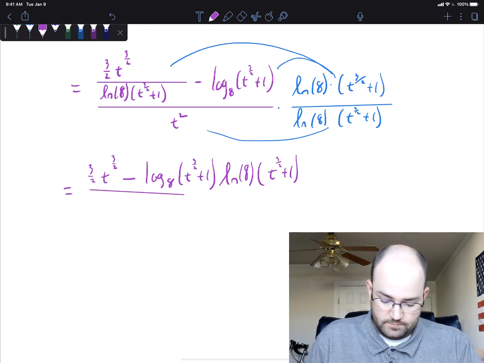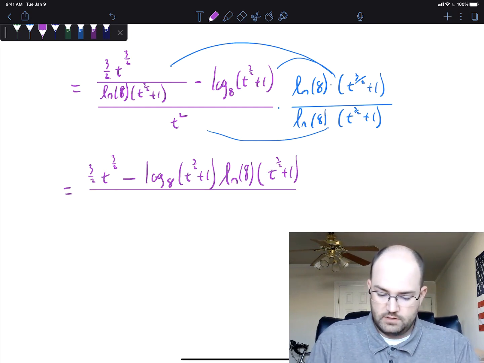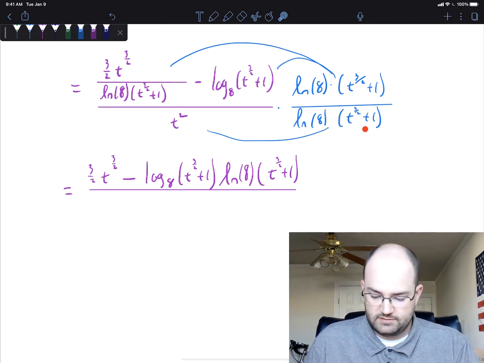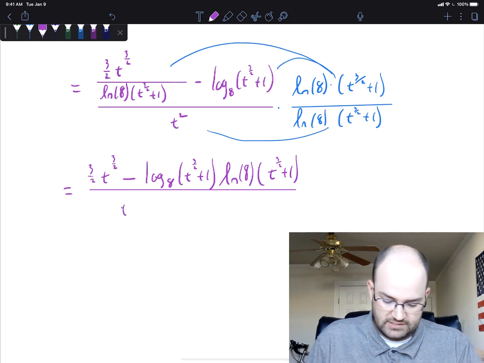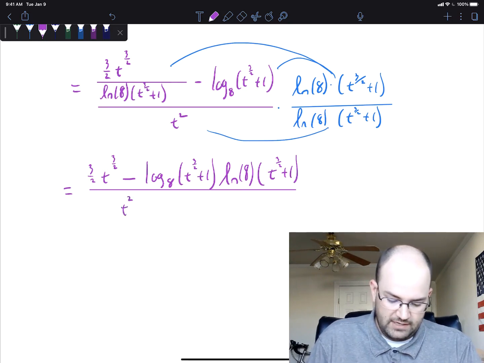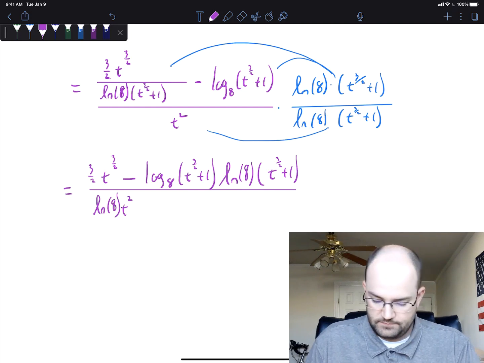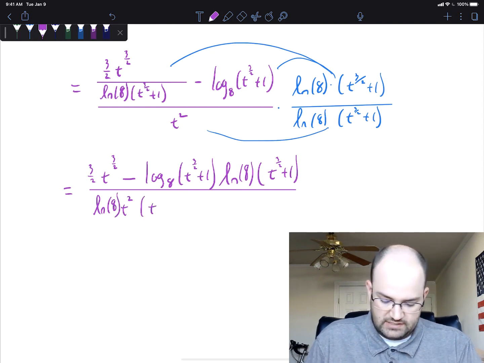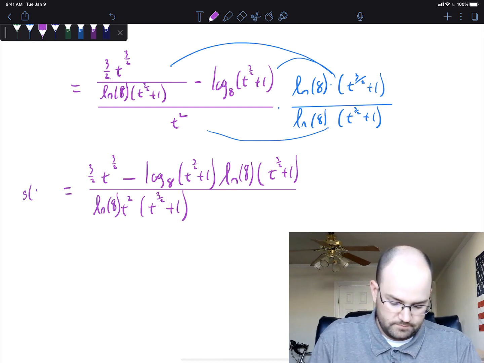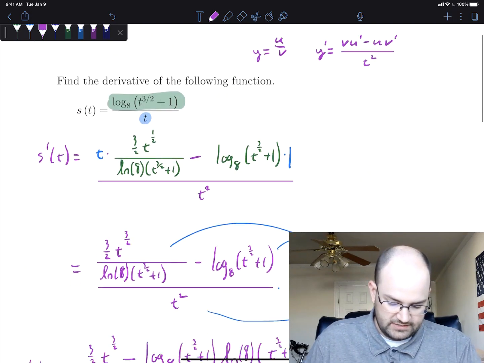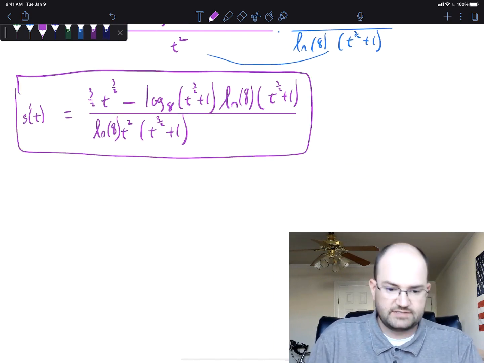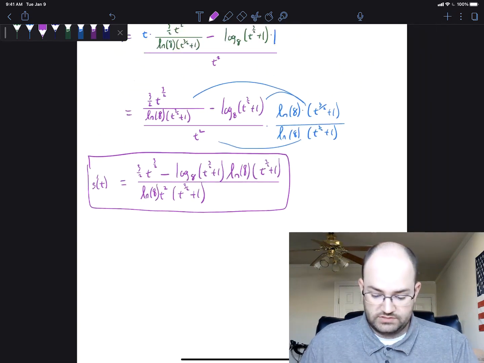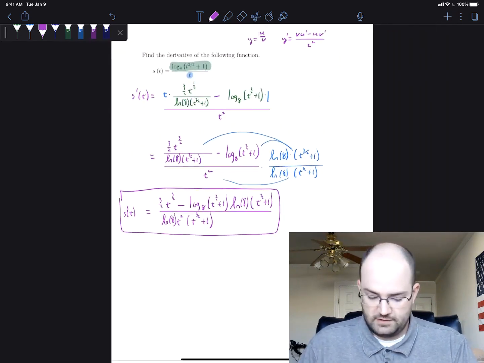And that's the numerator. The denominator, again, no need to multiply all this out. So if we don't multiply it out, we just have left over t squared times the natural log of 8, which I'm going to put out front because that's a coefficient, and then times t to the 3 halves plus 1. And there you go. So here is s prime of t, which is really fun, honestly. It's a very interesting question.